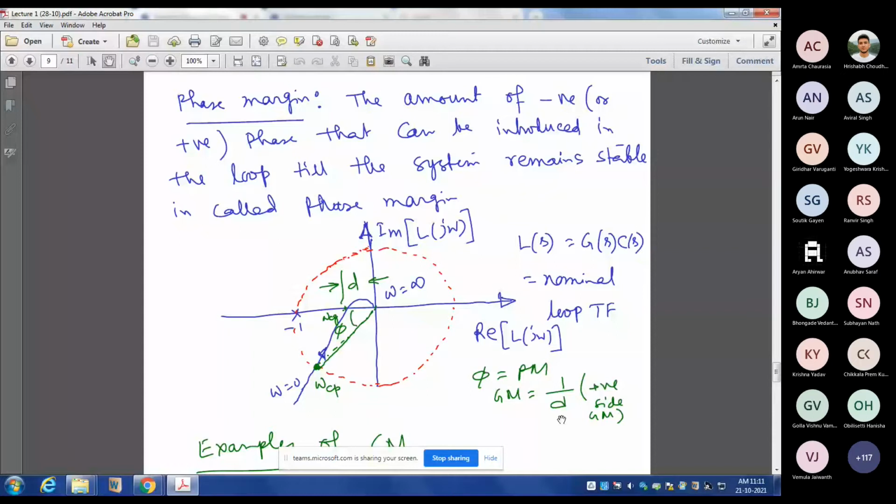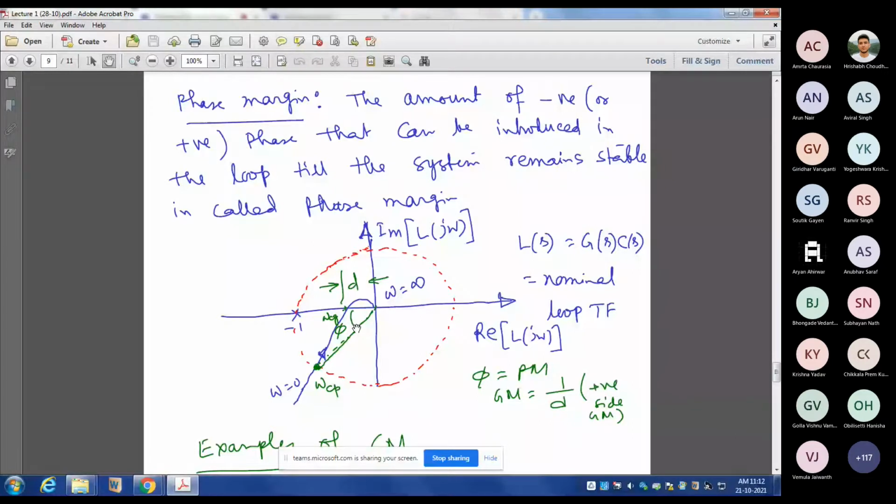Okay, fine. So now the phase margin, as I was saying. This is the phase margin. That means you can see the minimum amount of pure phase that you can insert in the loop so that this Nyquist plot will just touch the minus 1 point is phi. If you add phi amount of phase lag into the system, into the feedback loop.